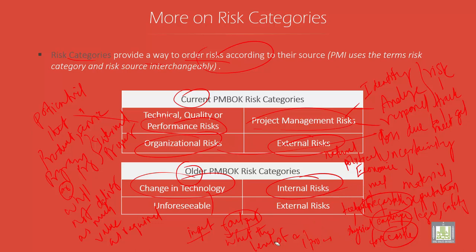Okay. Then we have unforeseeable risk, which is not predictable. It is unforeseen, uncertain, and even happens suddenly. Then external risk is from the outside of the organization. So it's out of the team's control.